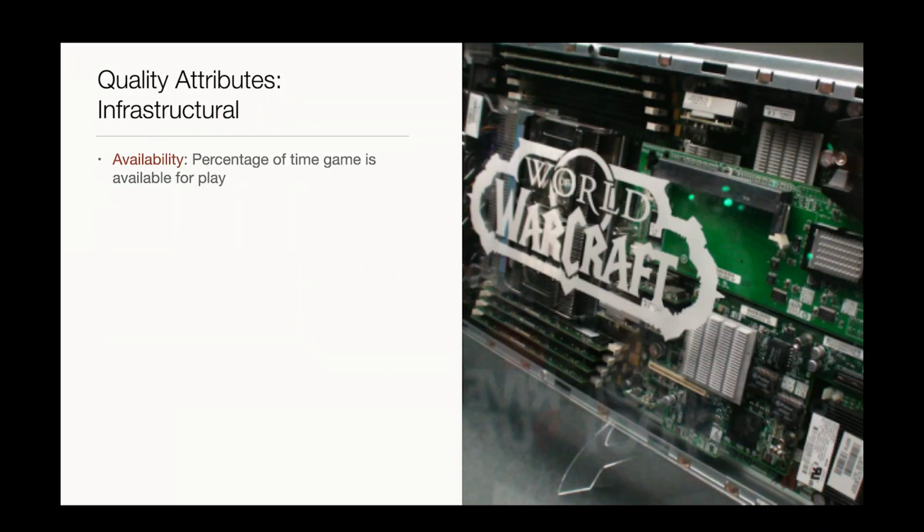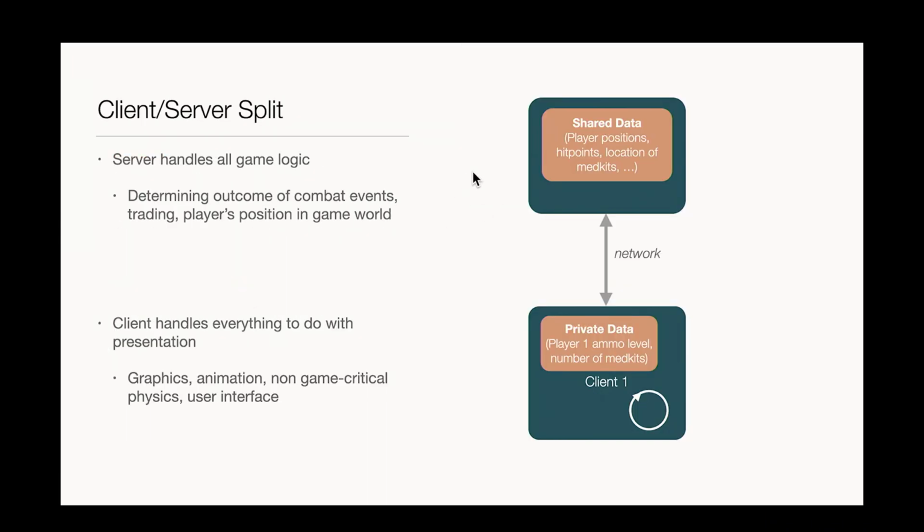Okay, so many games that are multiplayer over a network use some sort of client-server architecture. It's unusual to have a peer-to-peer architecture. It's very hard to keep the state of the world consistent in peer-to-peer. So typically there is a centralized server somewhere, and that server usually dictates the true state of the world.